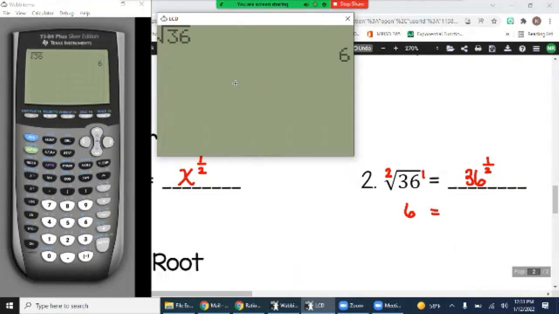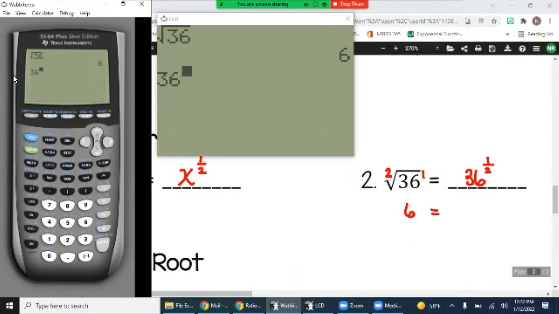Okay, next, let's try typing in 36 to the power of 1/2. So 36, how do I bring up that little box? The thingy right here. What's it called? Carrot. So 36 to the power of, that button's right under clear.